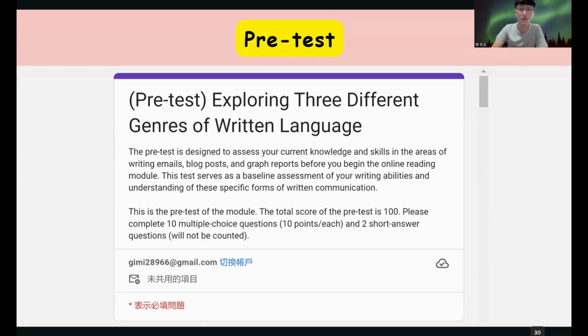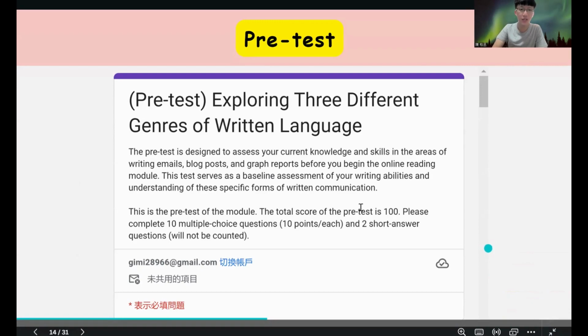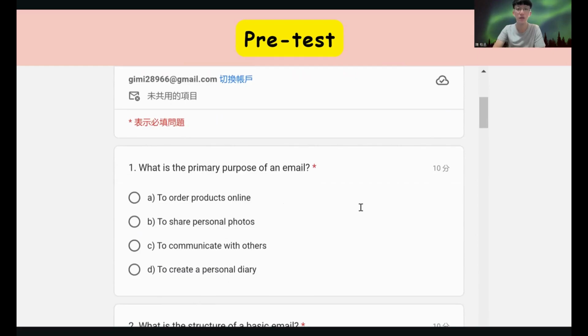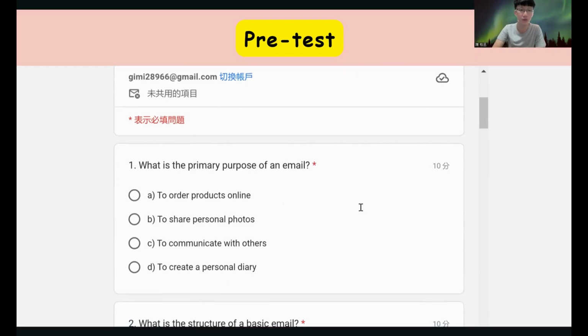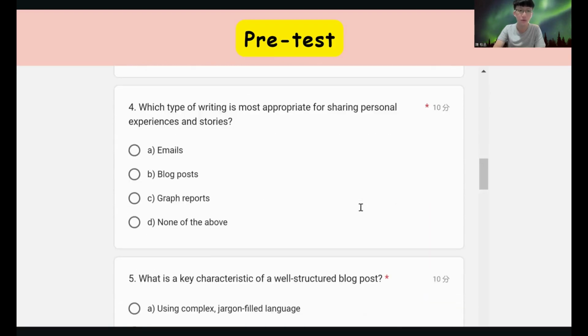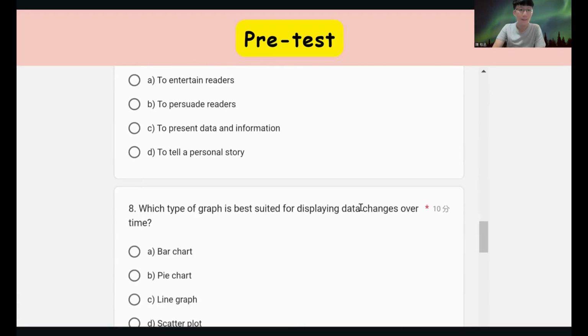And here's the pre-test. I use Google Forms, and you can take a look at it. The total score of the pre-test is 100, and there will be 10 multiple choice questions, 10 points each. And there are two short answer questions, but they will not be counted because I just want to know whether they have this kind of writing experience or not. So here comes the question. What's the primary purpose of an email? You can just skim through it. Okay?